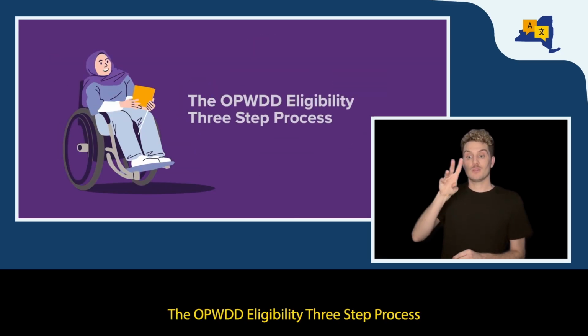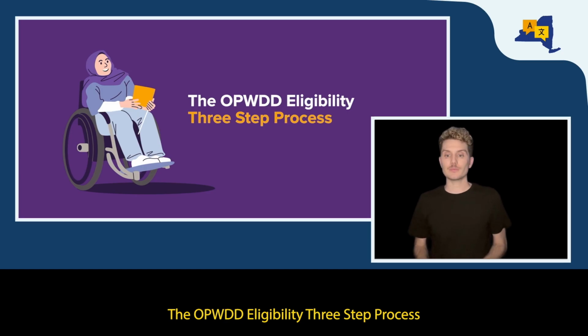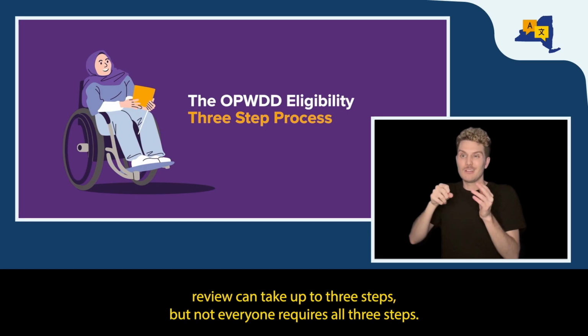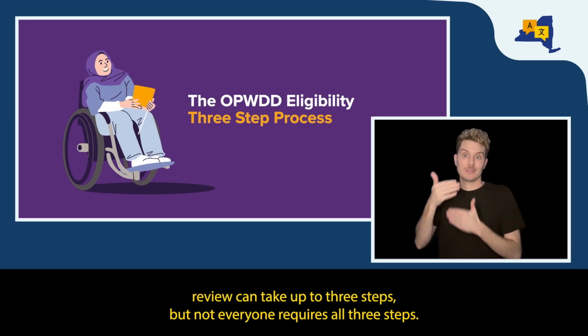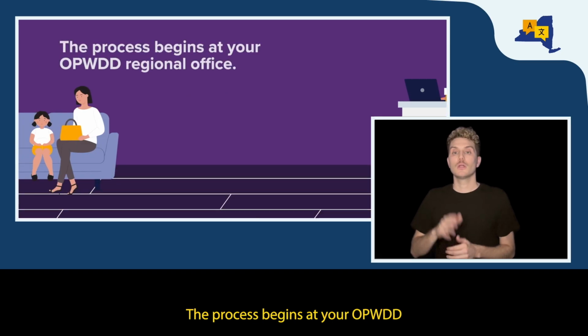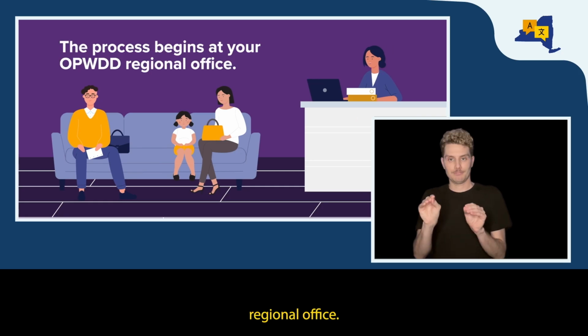The OPWDD eligibility 3-step process. OPWDD's eligibility review can take up to 3 steps, but not everyone requires all 3 steps. The process begins at your OPWDD regional office.